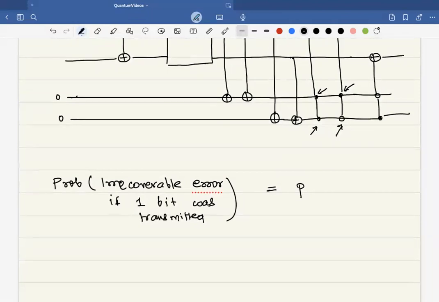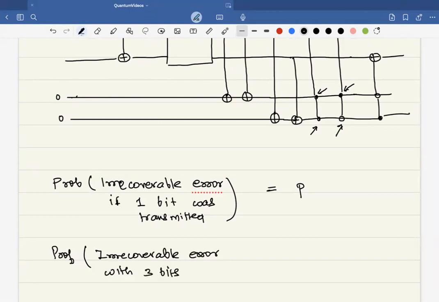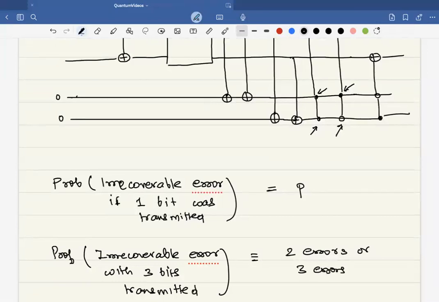If we add the redundancy, what is this probability? So the probability of irrecoverable error with 3 bits transmitted. So this is with the protocol of error correction. This will be if two or more errors occur, right? Because we can always correct the error if only one bit was flipped, but not if two errors or three errors occur. Right. So what is that probability?